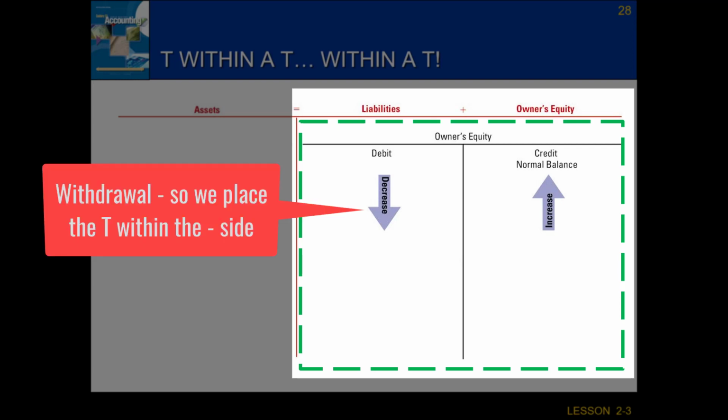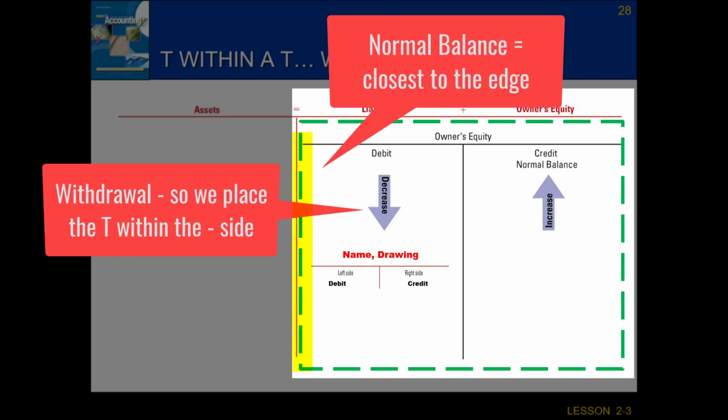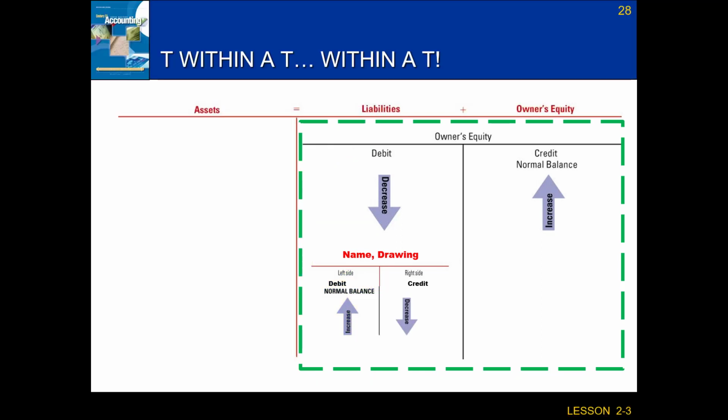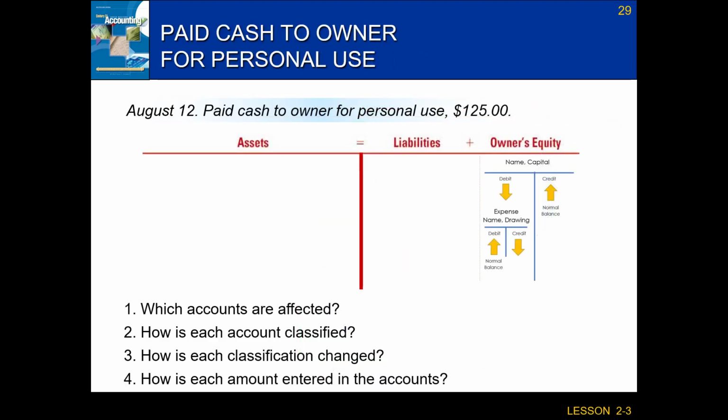So withdrawal is also a decrease to owner's equity. So we'll drop our new T account within the decrease portion of owner's equity. Then we'll say that this account is titled name, drawing. Debits on the left, credits on the right. And my normal balance is closest to my new edge, which in this case is the debit side. So normal balance increases, credit decreases. Let's see what this looks like with a transaction.